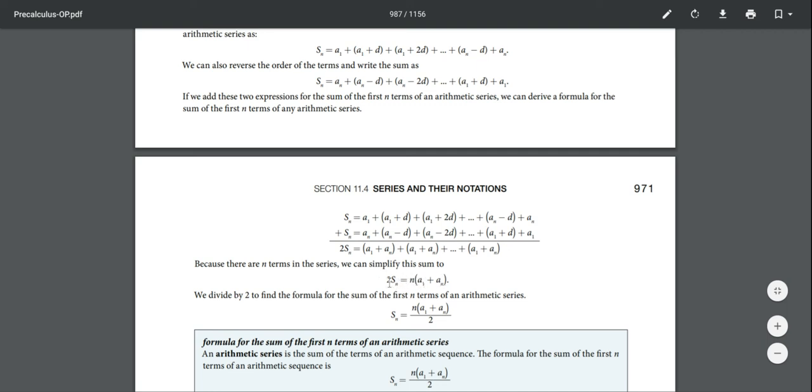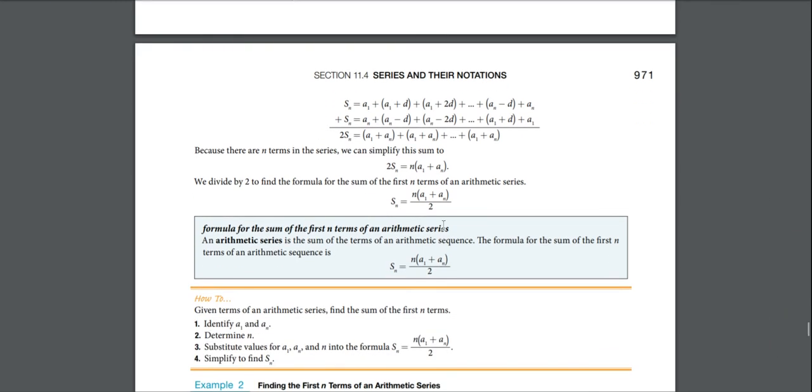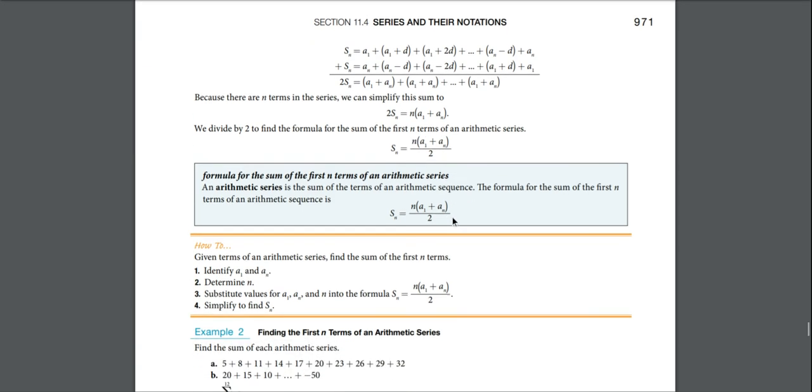And on this side we have 2 Sn, right? Because I was adding these two together, so I have 2 of them. So I just need to divide both sides by 2, and this is my formula for the sum of n terms of an arithmetic series. So all I need to know to find the sum of an arithmetic series is how many terms I have, the first term, and the last term. That's all I need to know, and then I can find my sum.